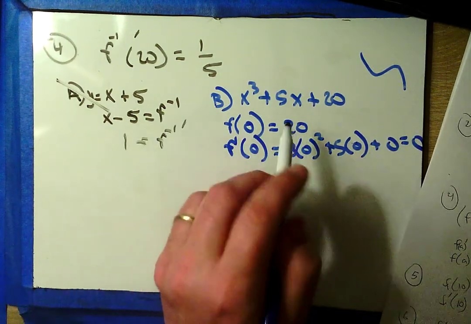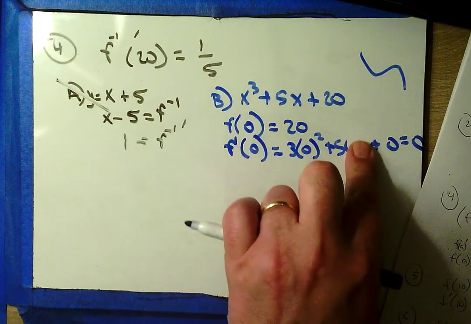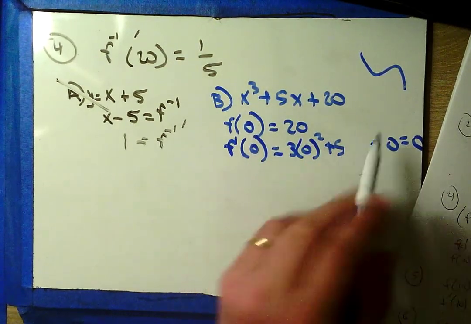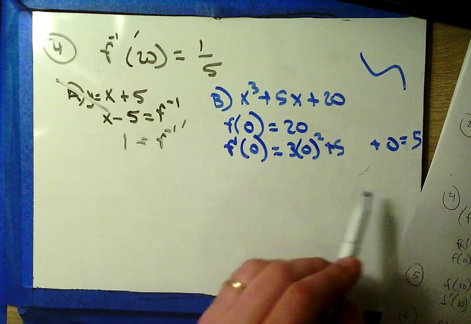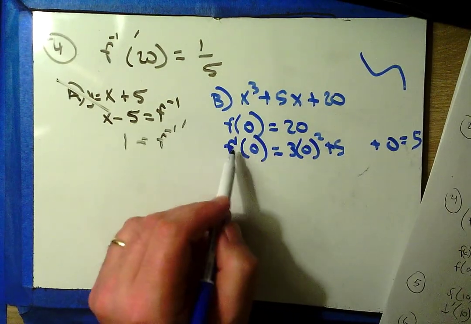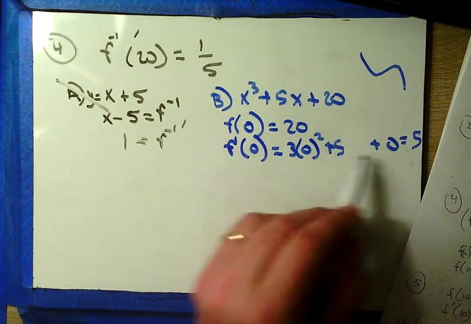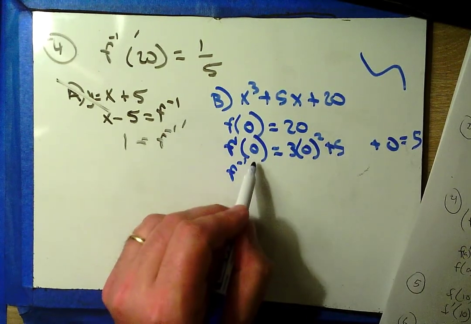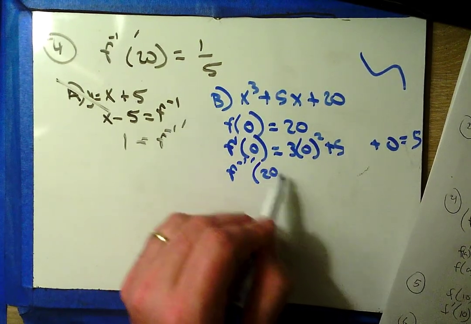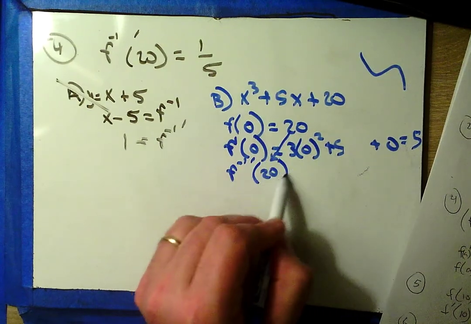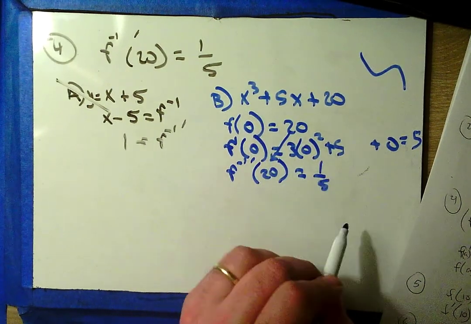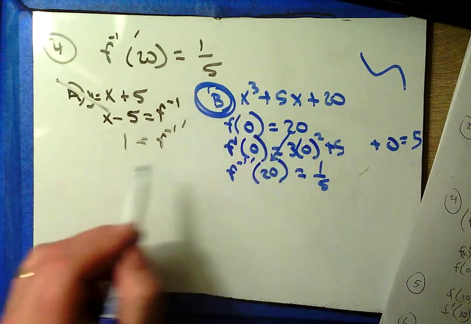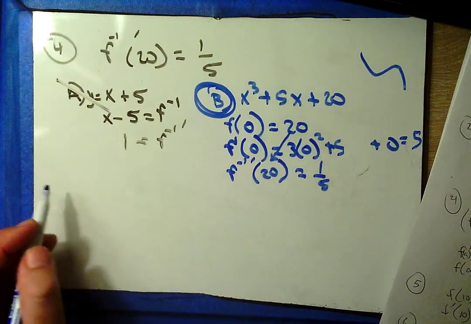Oh, sorry, the derivative of 5x is 5. Oh, 5. Look at that. So on the original function at the original point, we have a slope of 5, which would mean on the inverse function at the inverse point, I would have my 1/5. Oh, so B could be good. Let's take a look at C and D.